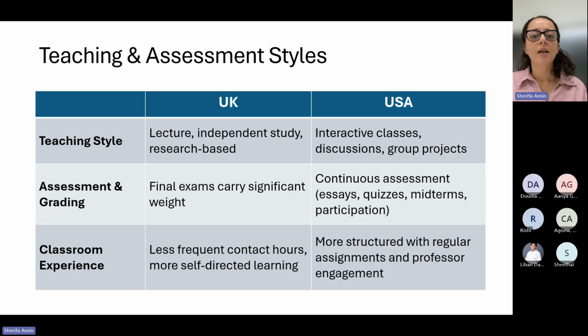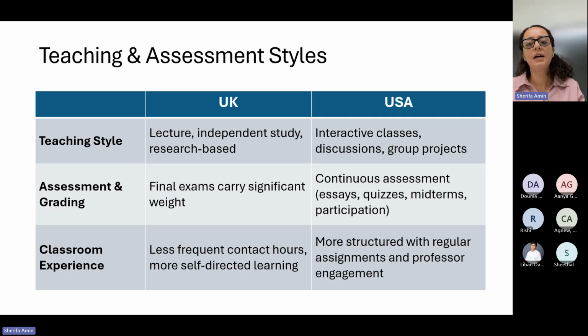In contrast, US universities have a more interactive approach, and classes usually involve discussions, group projects, and more professor-student engagement. Students are assessed throughout, so their final grade would be based on essays, quizzes, midterms, and even participation and attendance, as well as an exam component, but that could be worth maybe 20 or 30% of their whole grade, not unlike the UK, where you could have a course where the final exam is worth 70%.